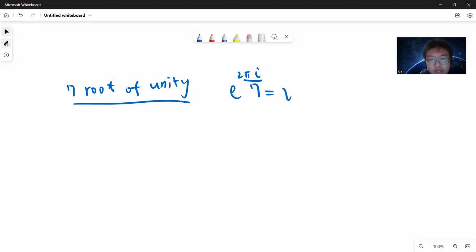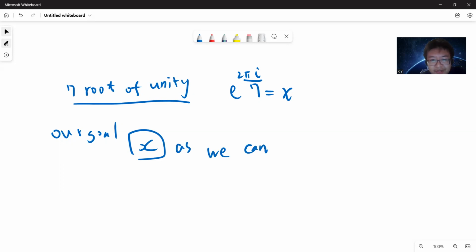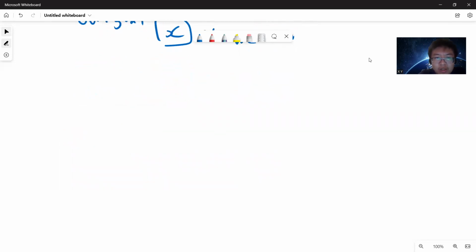So let's say this is x. Our goal is to write x in as explicit a form as we can. This x cannot be solved easily, but we try to write x as best we can. Hopefully it's not difficult for you.